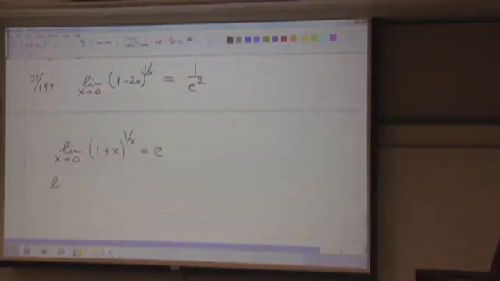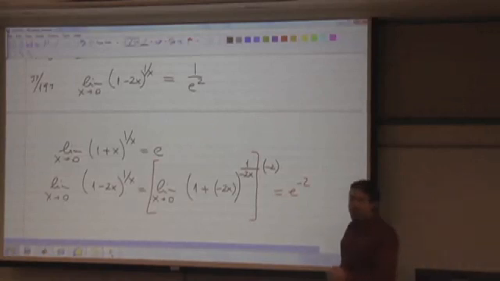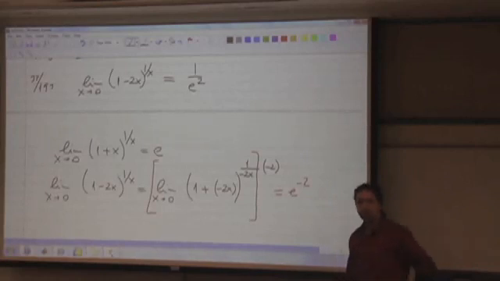So, the limit as x goes to 0 of 1 minus 2x to the 1 over x is equal to the limit as x goes to 0 of 1 plus the quantity minus 2x to the power 1 over minus 2x, times negative 2. This particular limit is e. So this becomes e to minus 2. If you don't believe me, do the e to the ln, move the fraction out, take derivatives, and you'll see what you end up with.